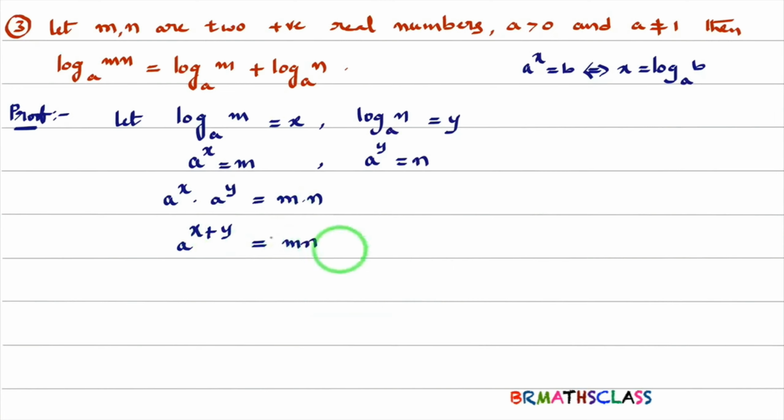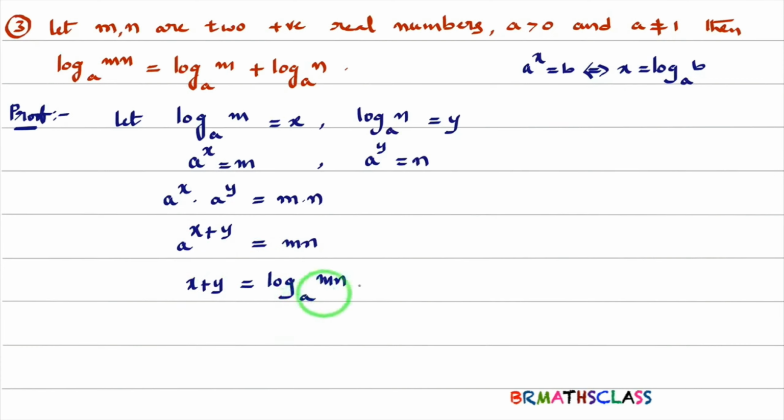Now observe, it is of which form? Observe this carefully. Imagine this x plus y as x, and imagine this mn as b. Then it is of the form a power x equal to b. So from the definition of logarithm, it can be written as x equal to log b base a. So this can be written as x plus y equal to log mn base a.